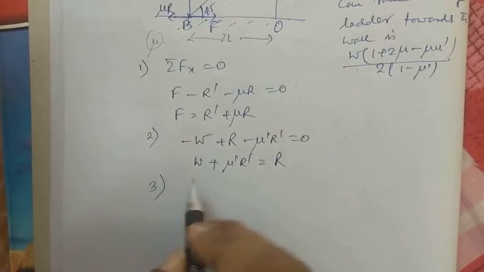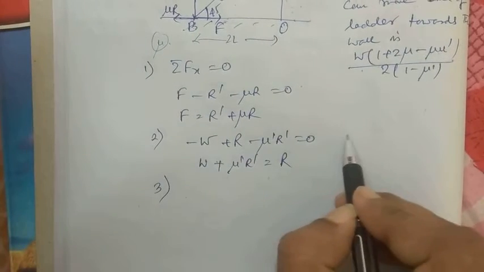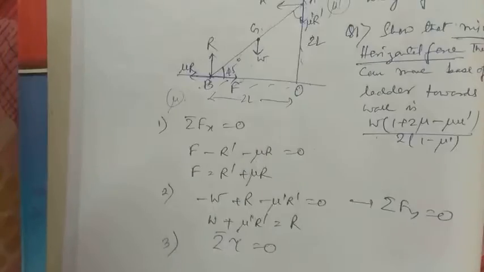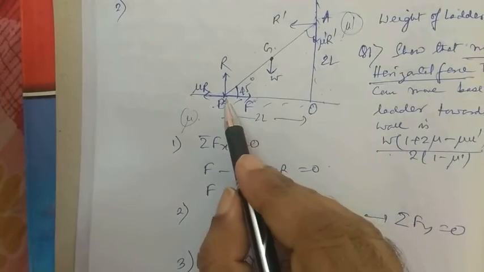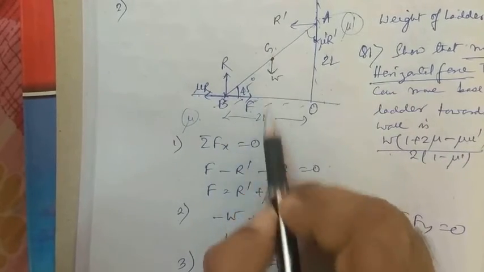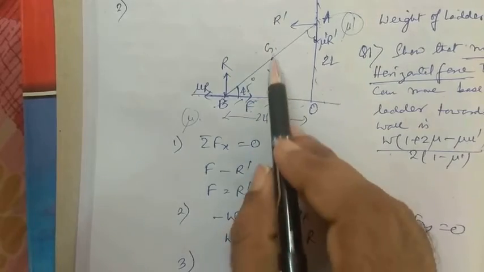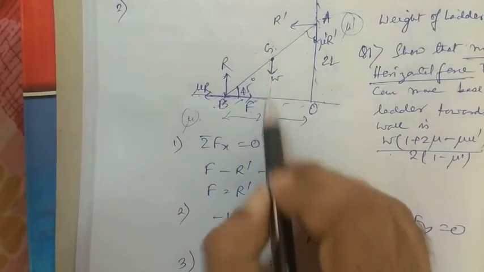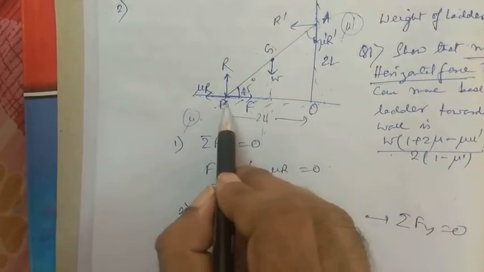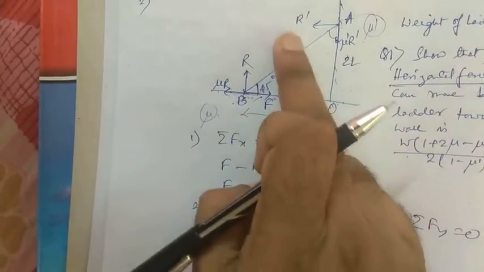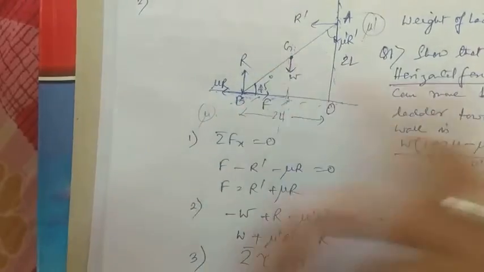So the third one is summation of tau. I have not written it here. For the previous condition, it is summation of Fy equal to 0. Now summation of tau is equal to 0. With respect to point B, what can we write? The moments of R, mu R and F are all 0. And for this W with respect to point B, the length of this part will be L. We have taken this total to be 2L, and the line of action of W passes through the midpoint of BO, so this part will be L. So W into L. Now W into L will try to rotate in the clockwise direction, so it will have a minus sign in front.